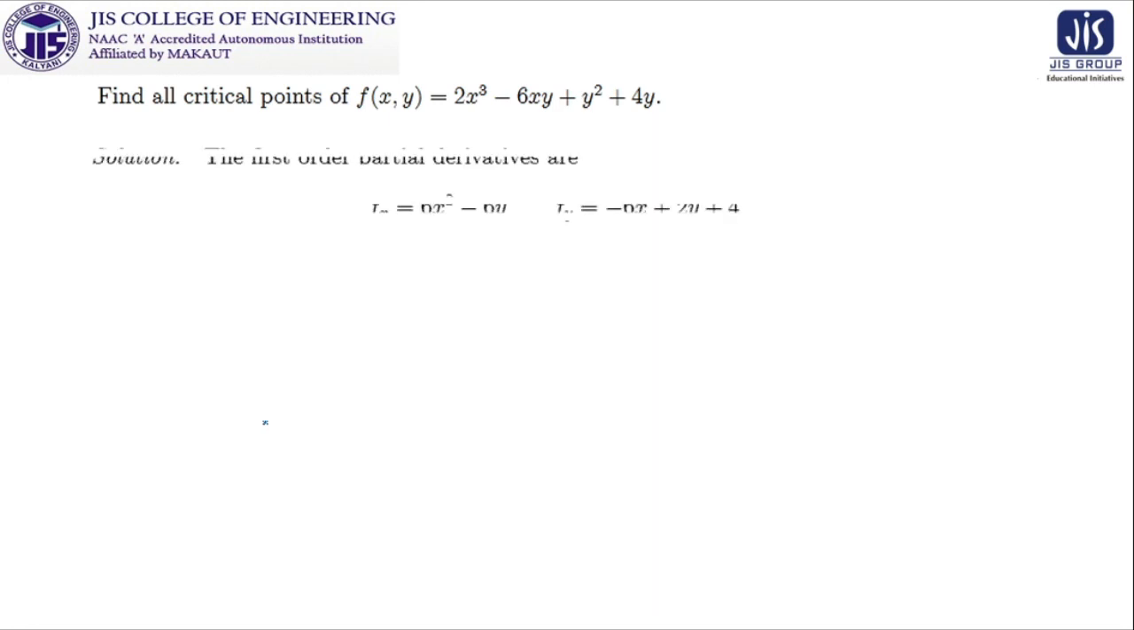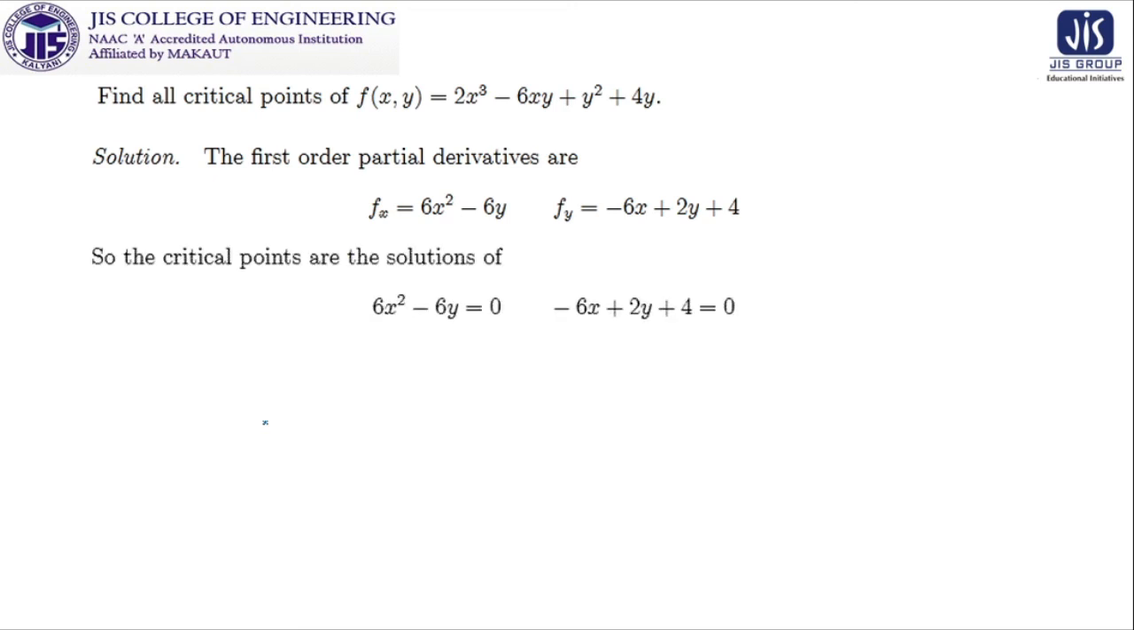Now proceeding to the next example, we have to find the critical points of this function. This function has a cubic power. So we find the first order derivatives: 3 into 2, 6x squared minus 6y. After that, all the terms are related to y, so there is no contribution to fx. Similarly, fy is calculated. Our job is to make both of them equal to 0 and then solve.